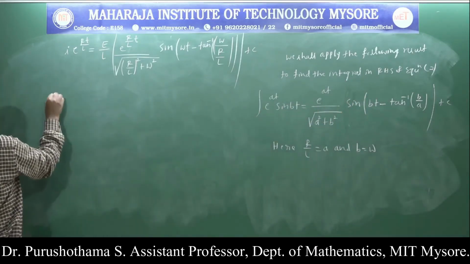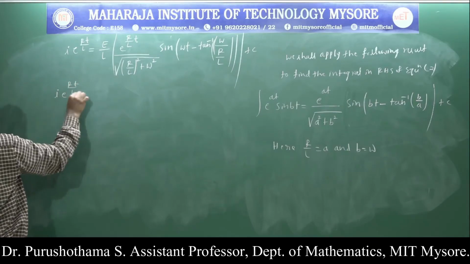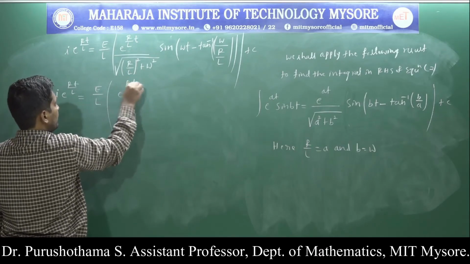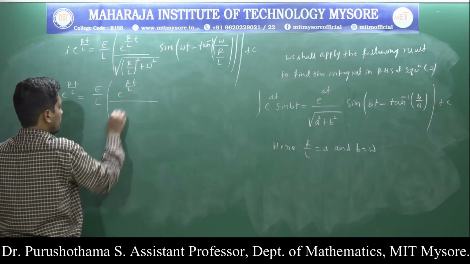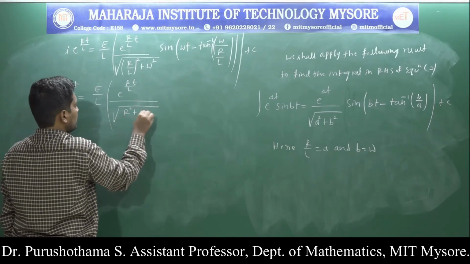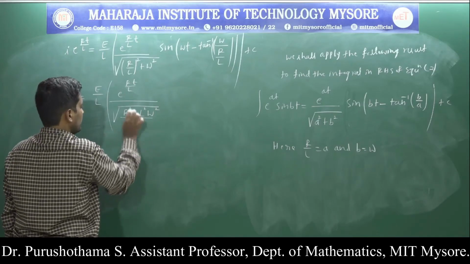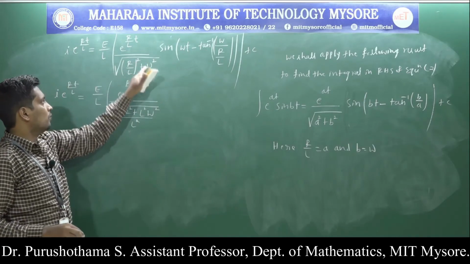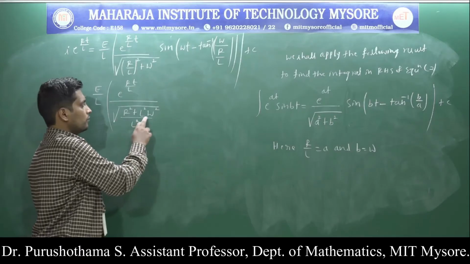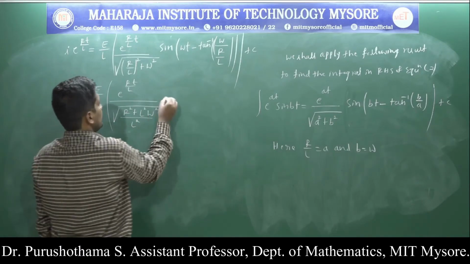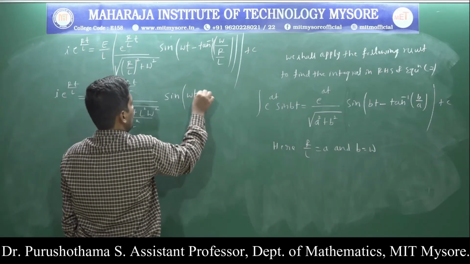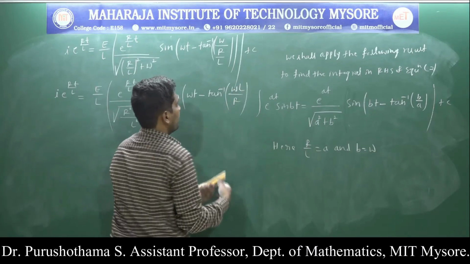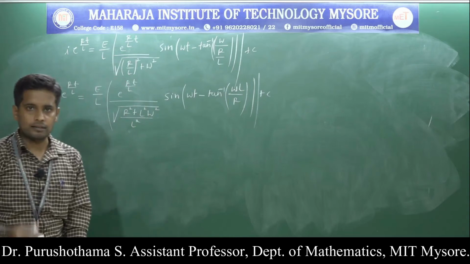Therefore, in the next line, I into e power RT by L is equal to E by L into e power RT by L divided by square root of (R by L) whole square plus omega square, which is nothing but R square plus L square omega square divided by L square, into sin of omega t minus tan inverse of omega L by R, plus C. C is an integral constant.